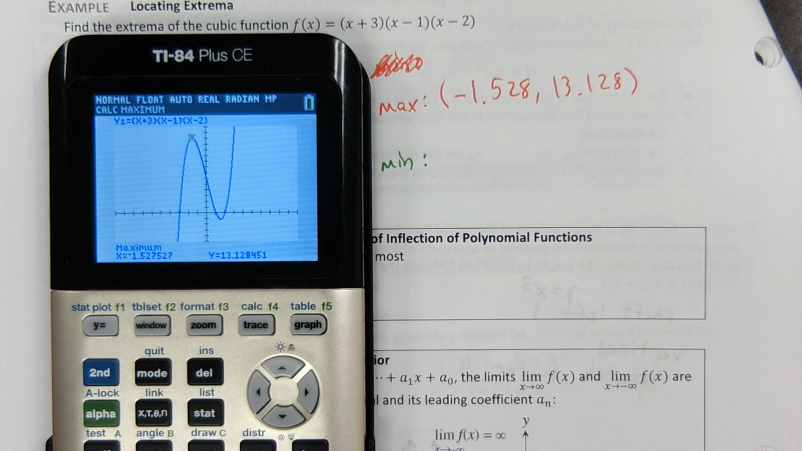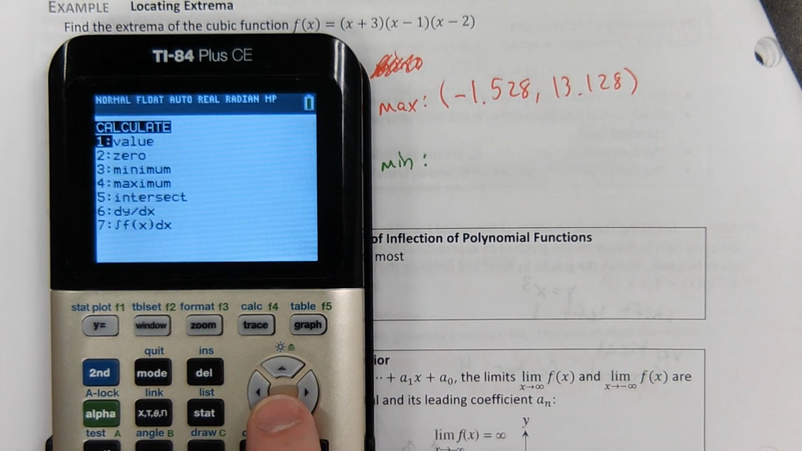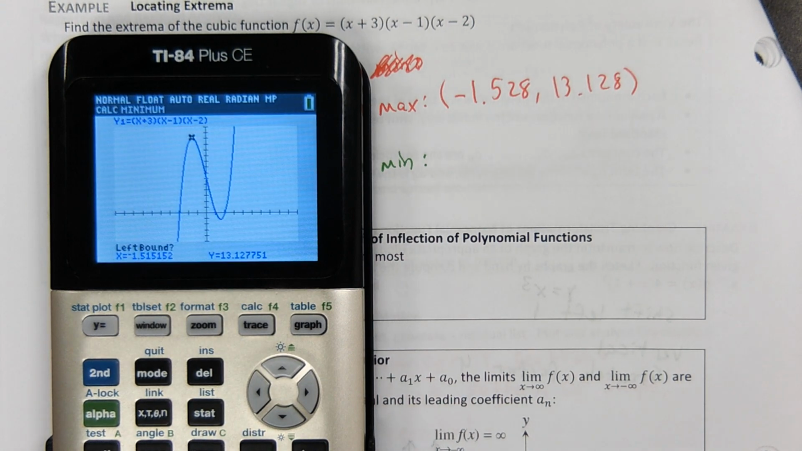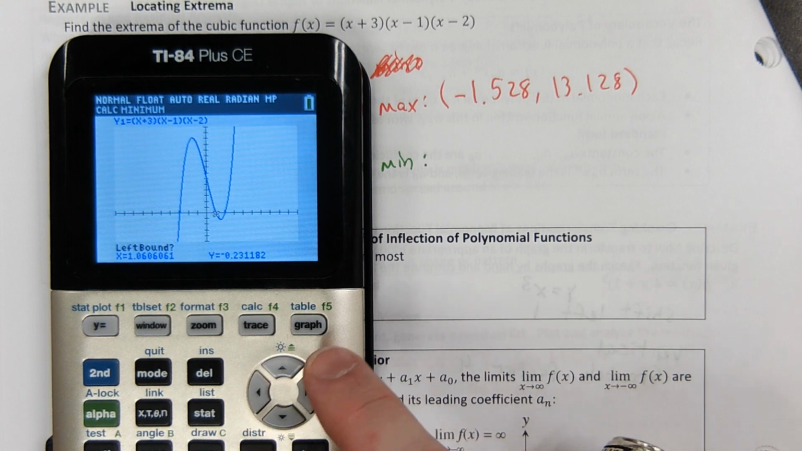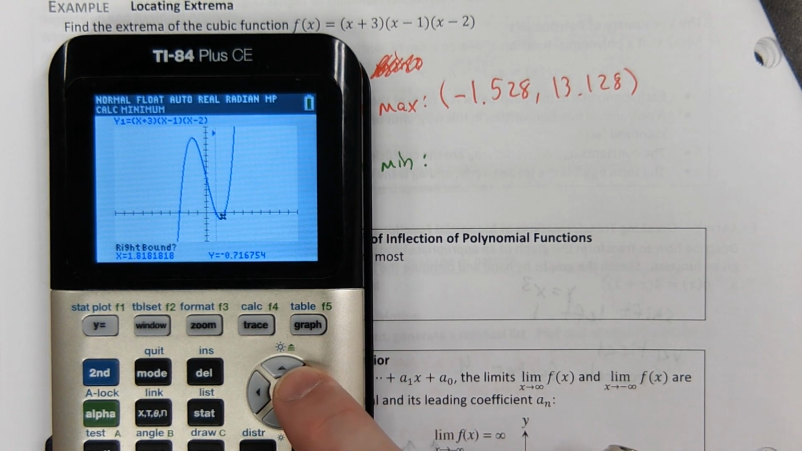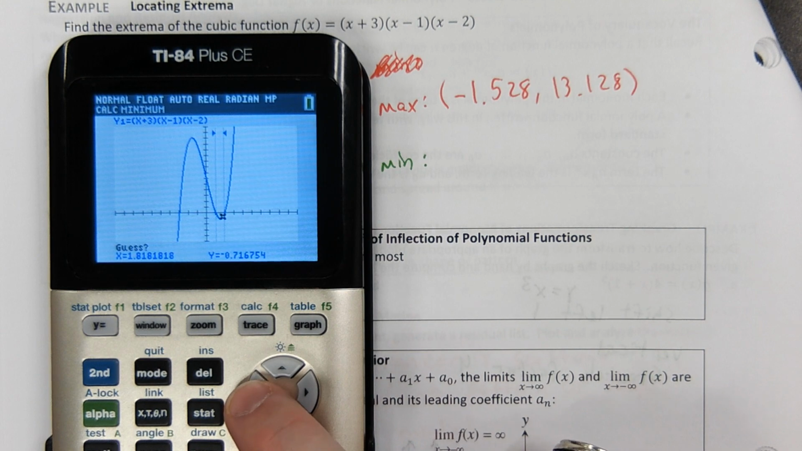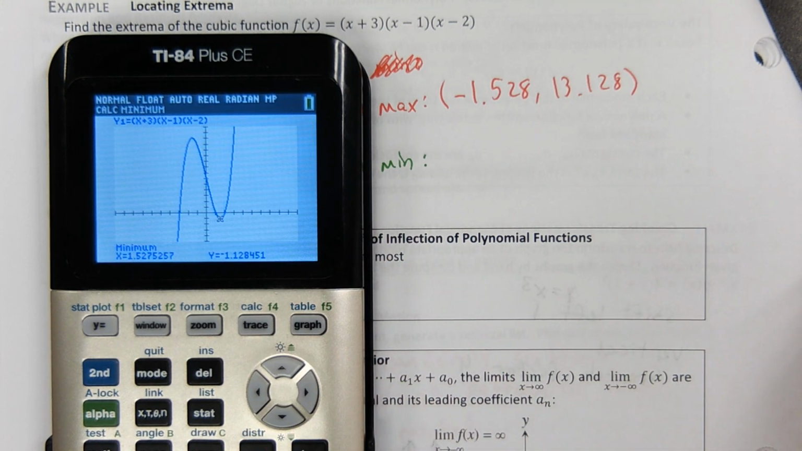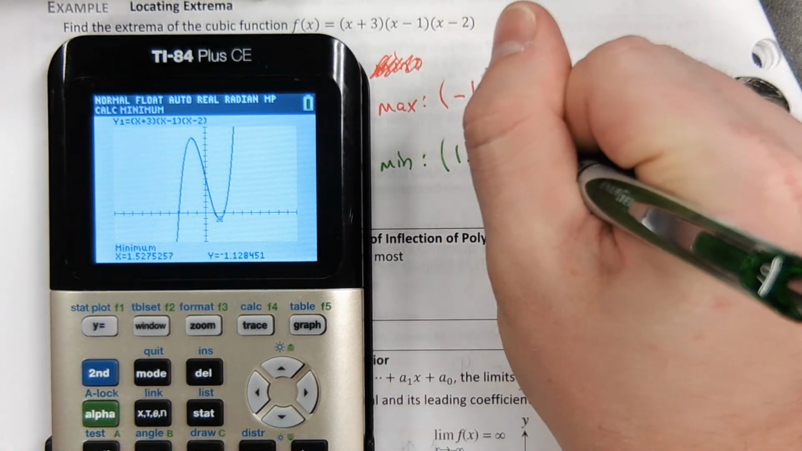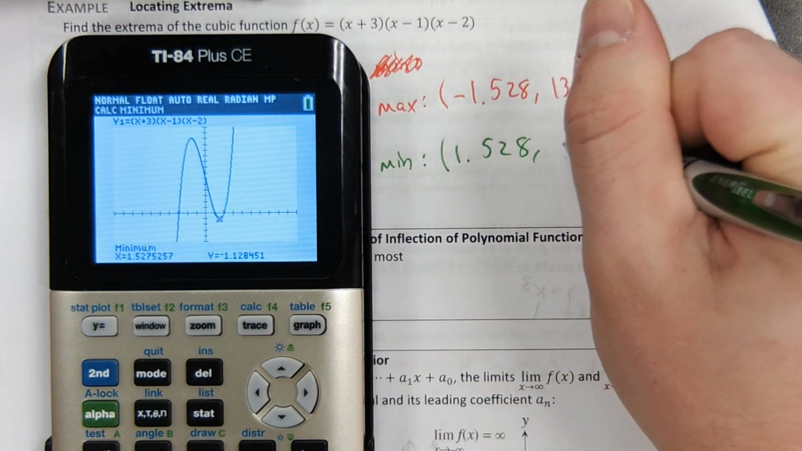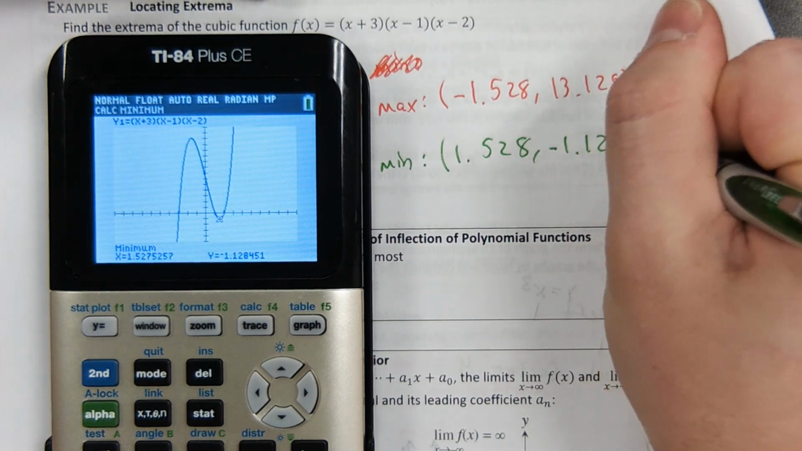We're going to find the minimum the exact same way, but instead of doing second trace maximum, we do second trace minimum. Second trace 3, and the whole left, right, center thing. Yeah, that's to the left of the answer. Hit enter, go to the right, go to the middle, hit enter. Boom, found it. We have a minimum at 1.528, comma, negative 1.128.